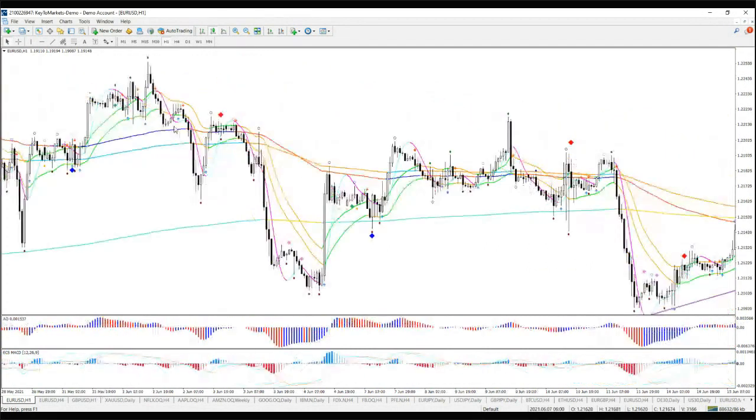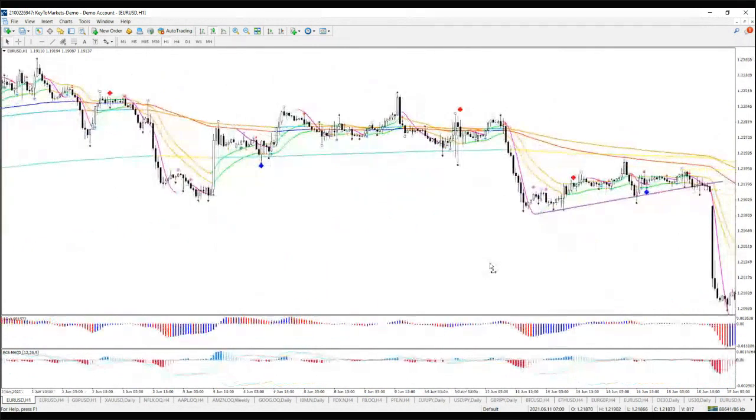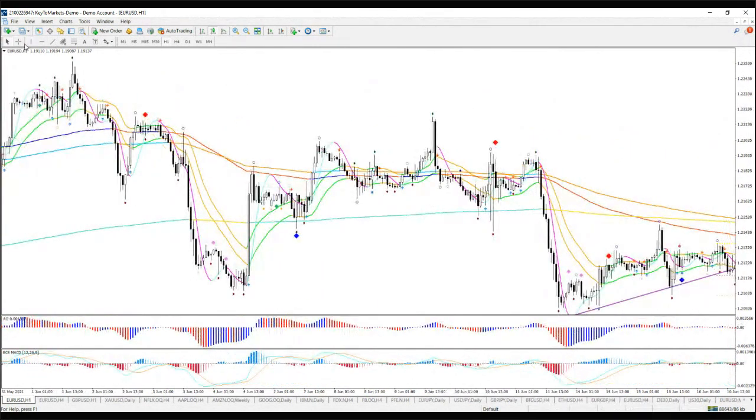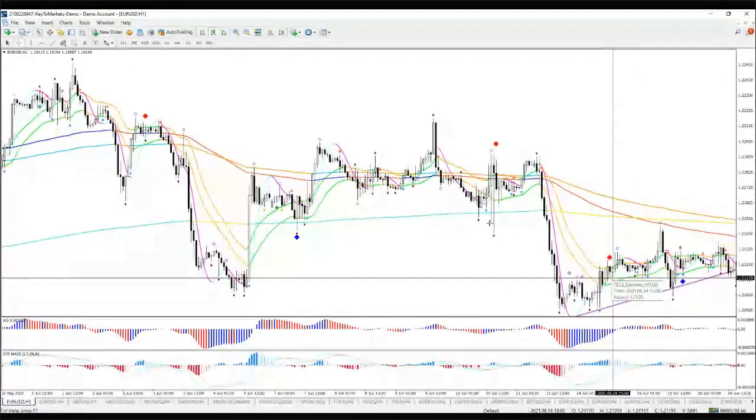Anyhow, let's go back to this Elliott Wave analysis. So we were at the 14th of June, and I was saying that this looks really good for a bearish break to the downside. That was somewhere in here.